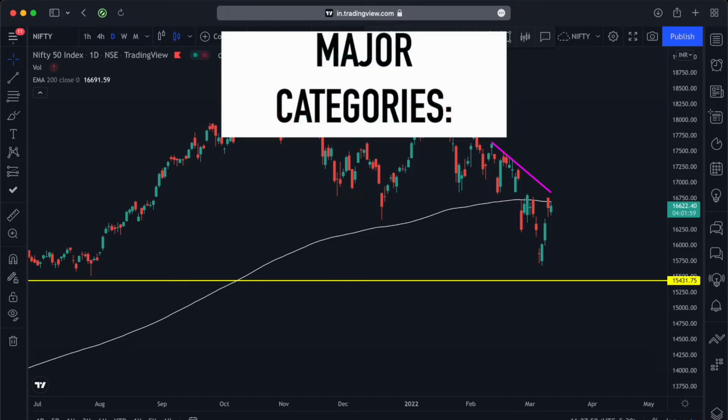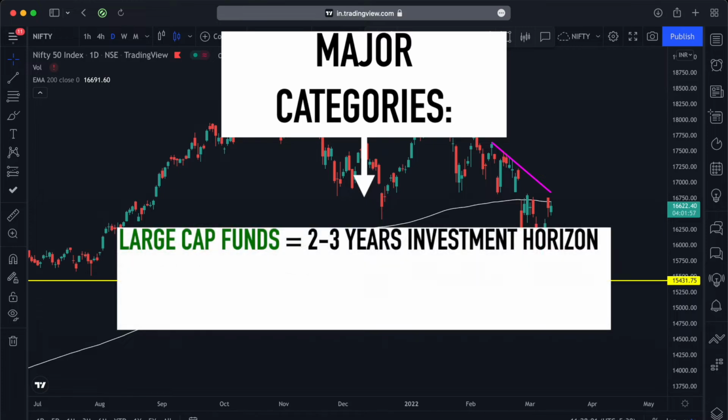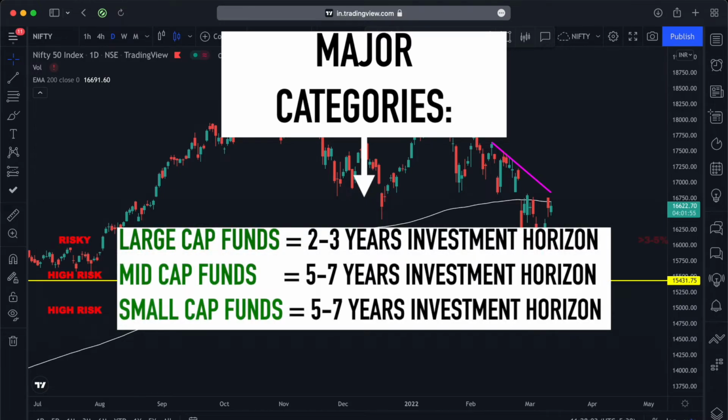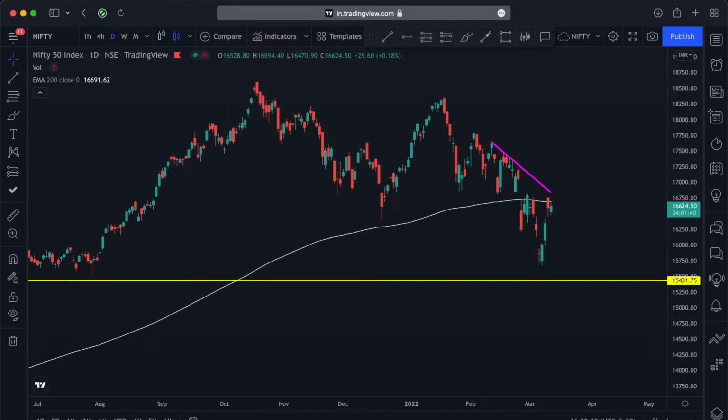There are three major categories of mutual fund: large cap, mid cap, and small cap. Selection of category of mutual fund depends upon two things. First is risk appetite, and second is time horizon. Now, all these three categories are risky indeed, but large cap is considered to be the least risky, then followed by mid cap, and then small cap, which is considered to be the most risky.